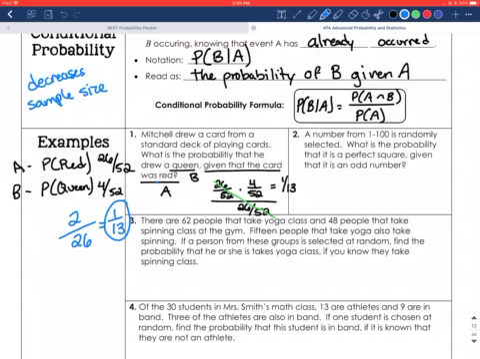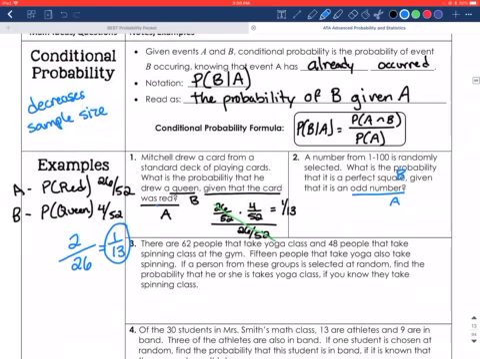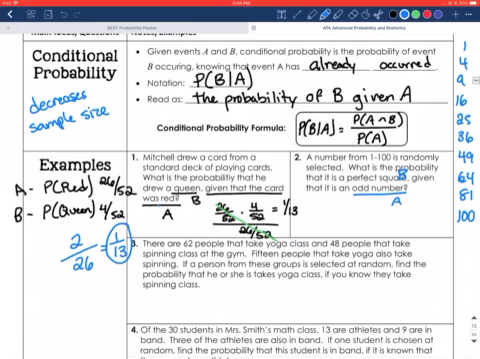So for number 2, a number from 1 to 100 is randomly selected. What's the probability that it is a perfect square, that's B, given that it's an odd number? So we know it's an odd number, okay? And then out of those odd numbers, what's the probability that it's a perfect square? So perfect squares: 1, 4, 9, 16, 25, 36, 49, 64, 81, and 100. So that should be 10, right?